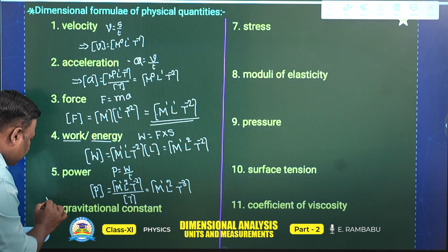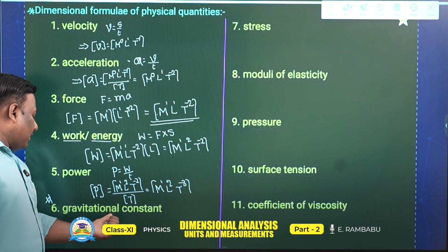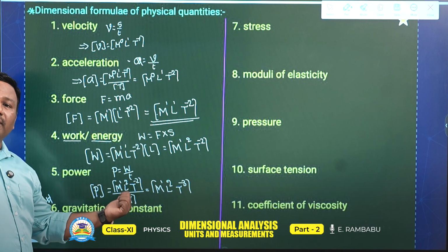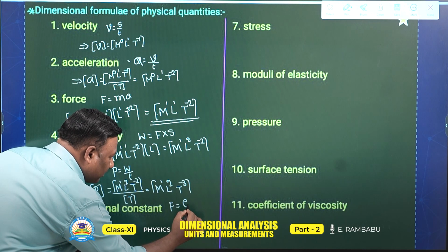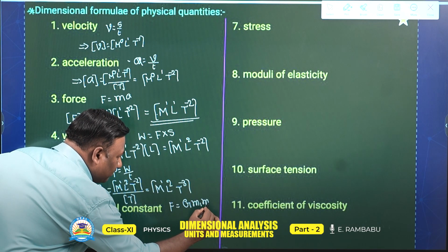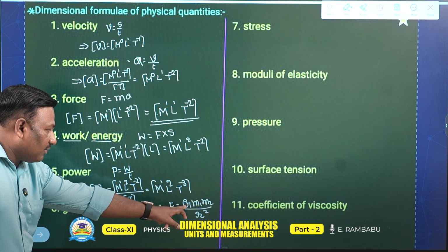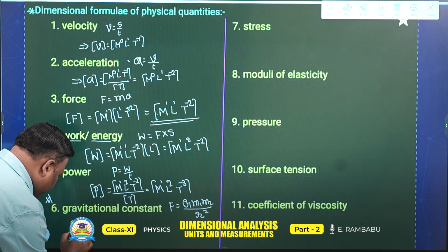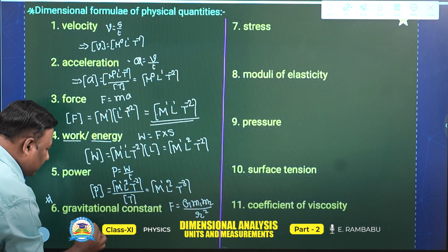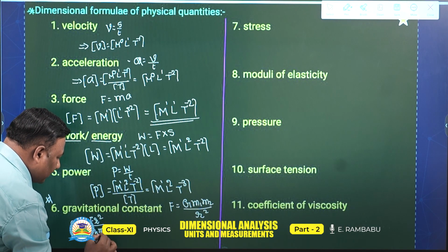And the sixth one, gravitational constant, universal gravitational constant, very very important. If they want to give difficulty in a question, they can ask for the dimensional formula of the gravitational constant. So actually we know that gravitational force is nothing but G into m1 into m2 by r square. This is the basic formula for gravitational force. We want to get the dimensional formula of the universal gravitational constant. So from that I am going to write the formula for G. Formula for G is nothing but F into r square divided by m1 into m2.